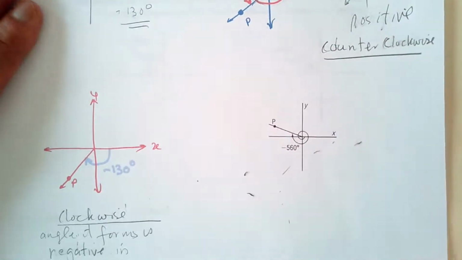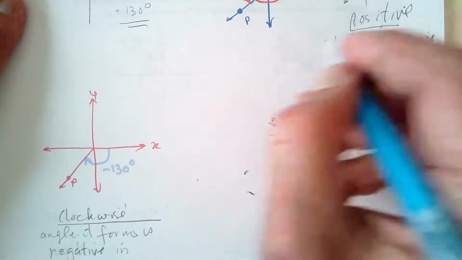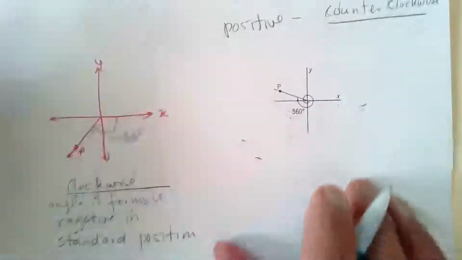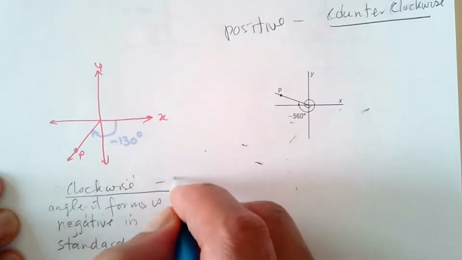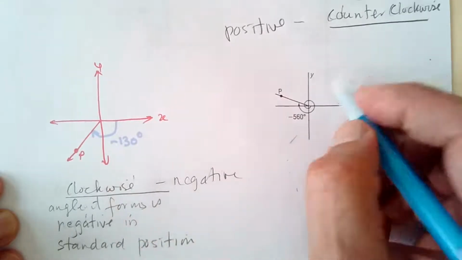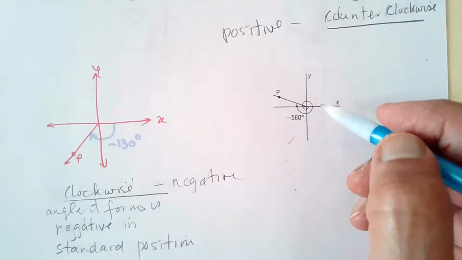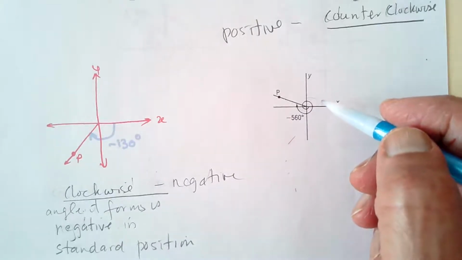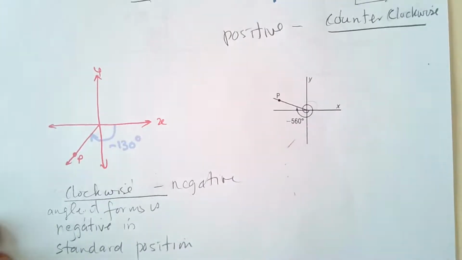So counterclockwise, the angle in standard position is positive. Clockwise, it's negative. Here's another one. We go once and twice. So once we go around once and come back twice.